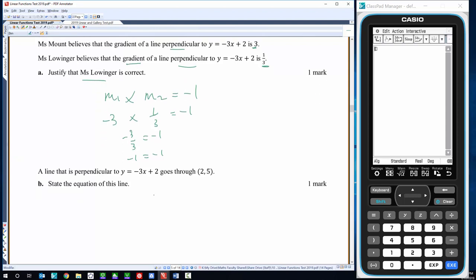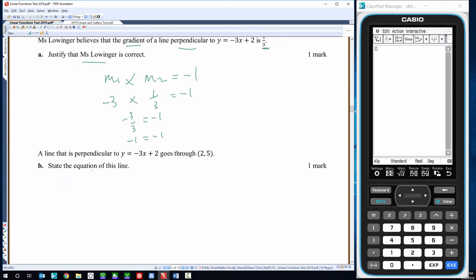So a line that is perpendicular to this line here goes through this point here, 2, 5. So state the equation of this line. We already know what the gradient is going to be. It's going to be 1/3. So the equation is going to take this form, y equals 1/3 x plus c, and we know that it goes through this point here. So we're going to sub 5 equals 1/3 times 2 plus c. 5 equals 2/3 plus c.